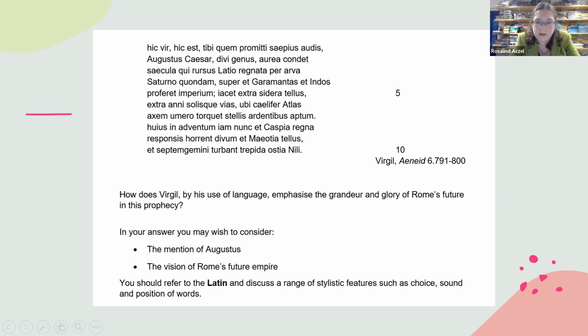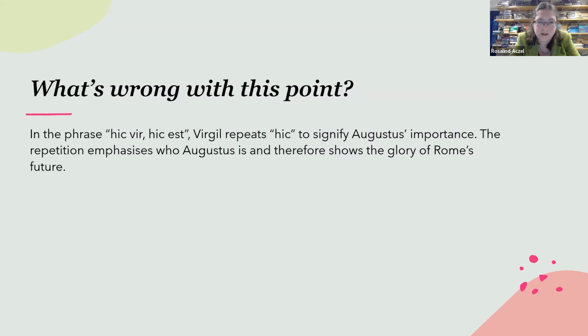For example, I actually took that example and then I thought I'd give you a poorly written answer, because I get a lot of answers that make me think, yeah, okay, but you need to push this a bit further. So I got this point. In the phrase hic vir hic est, Virgil repeats hic to signify Augustus Immortus. The repetition emphasizes who Augustus is and therefore shows the glory of Rome's future. What is wrong with this point?